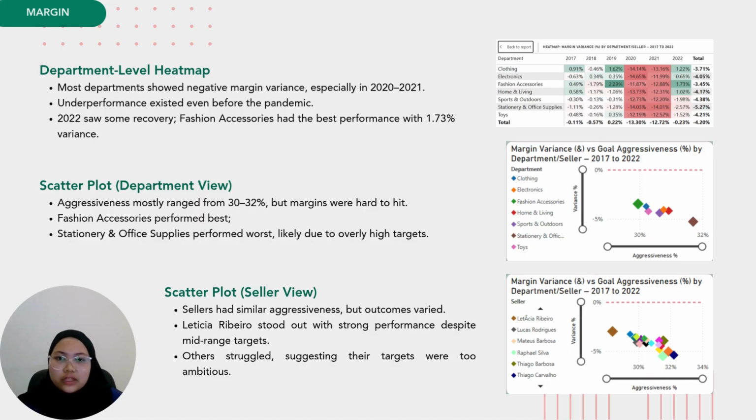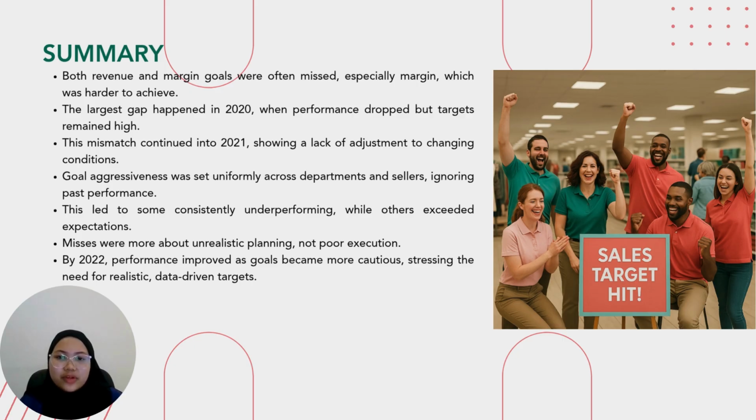Still, 2022 saw improvement, with fashion accessories leading in performance. The scatter plot shows that most departments had similar aggressiveness, yet outcomes varied widely. Among sellers, Leticia Ribeiro stood out by achieving strong margins with mid-level targets, suggesting her planning was more in tune with actual capacity. Lastly, in summary, missed goals, especially on margins, were often caused by misaligned planning, not underperformance.